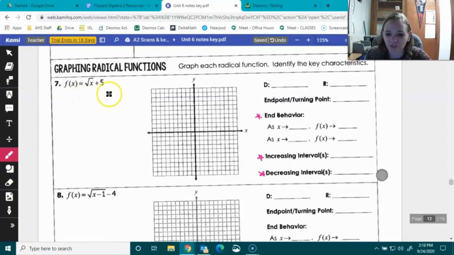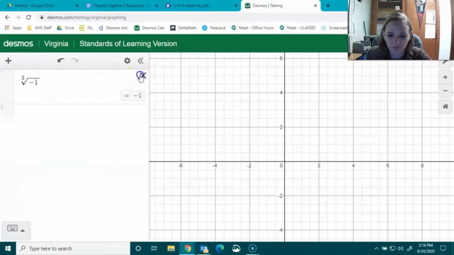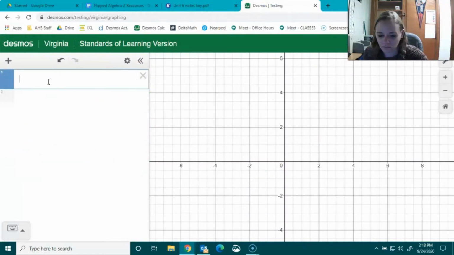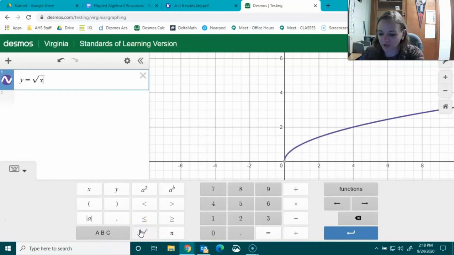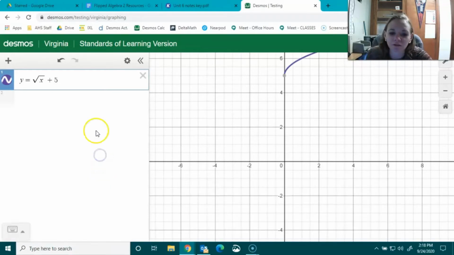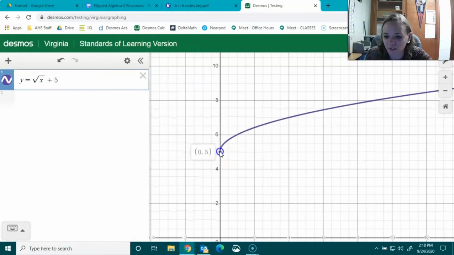Let's go ahead and graph this in Desmos. So we have radical of x plus 5. Okay, so that 5 is not under the square root, so I need to put an arrow going out from under that radical and doing this. So here we go. So I need some points.